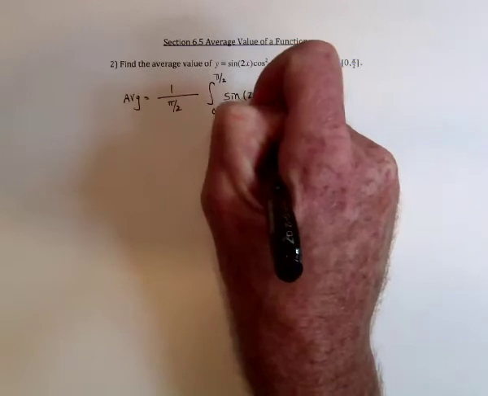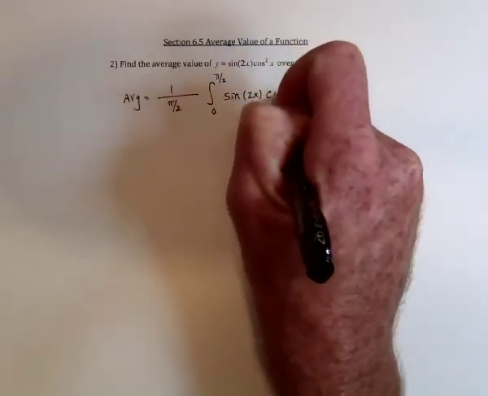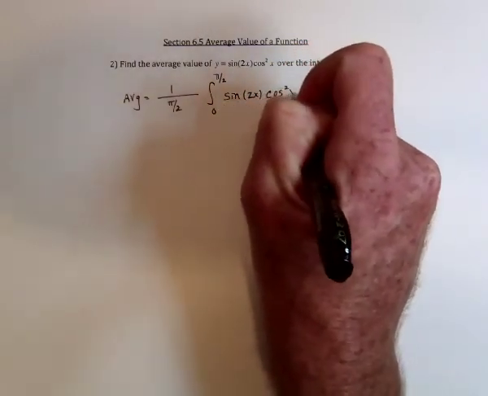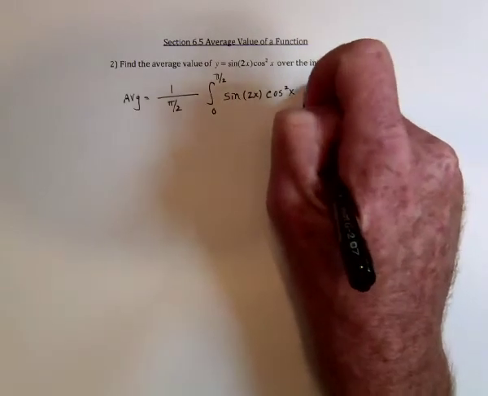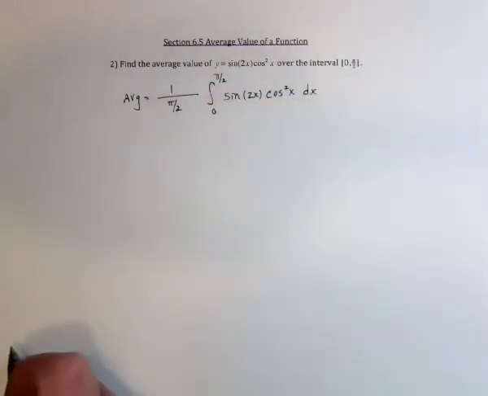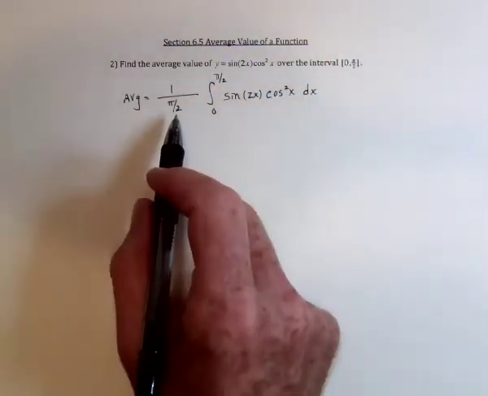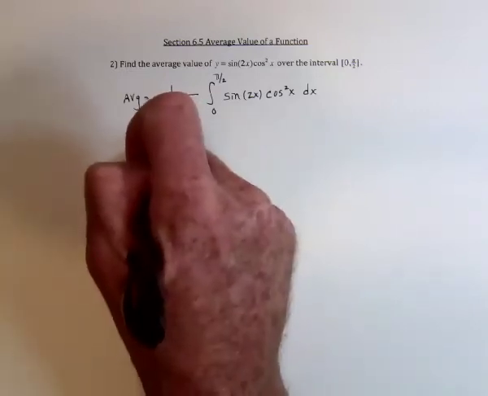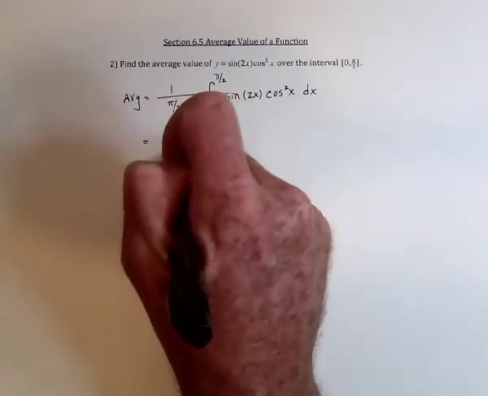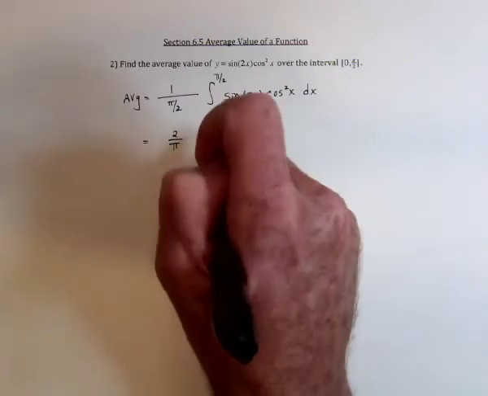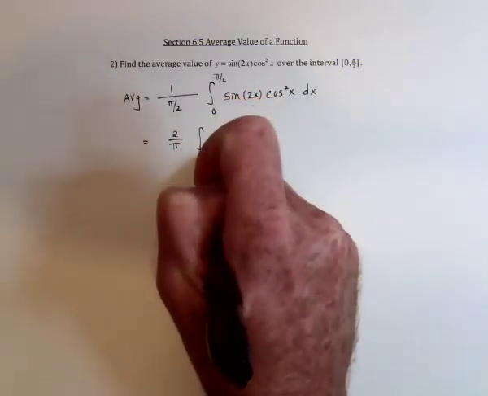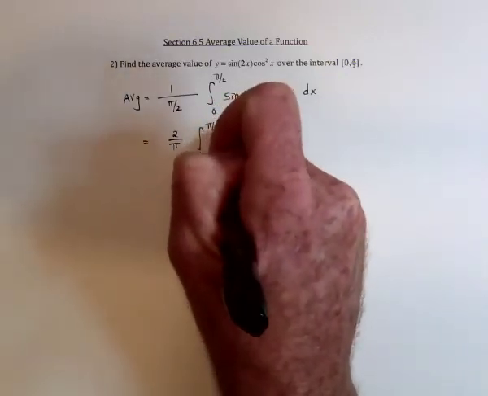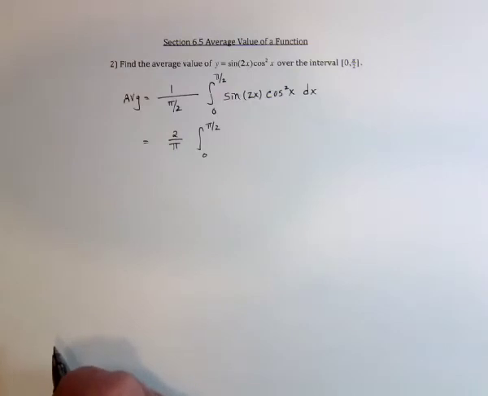sine of 2x multiplied with cosine squared of x. So this is going to be inverted, becomes 2 over pi, and then we need to somehow integrate a sine of 2x with the cosine squared of x.